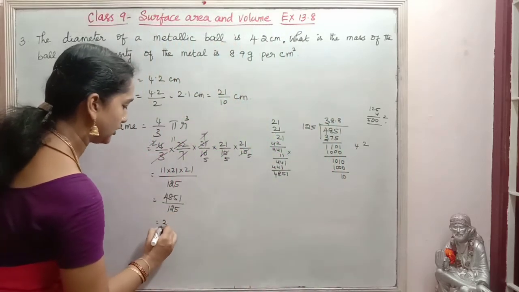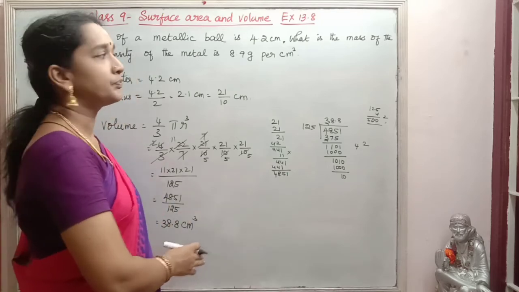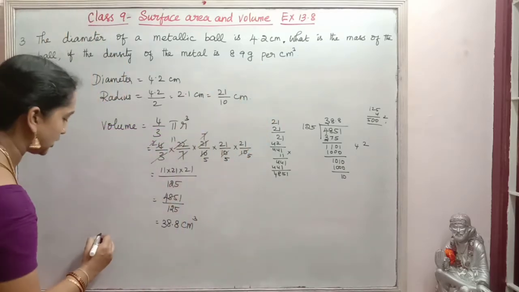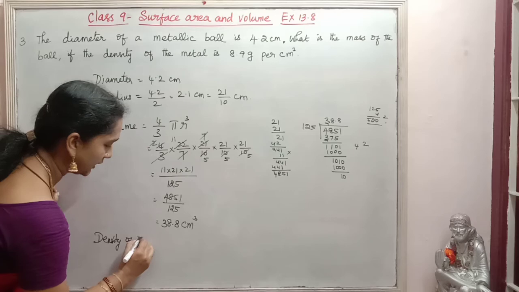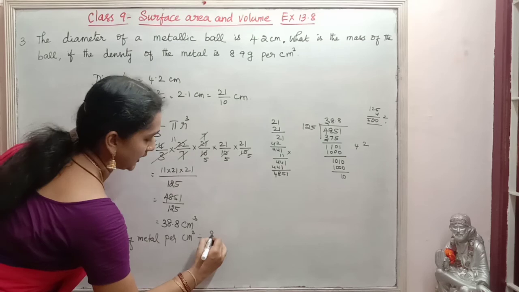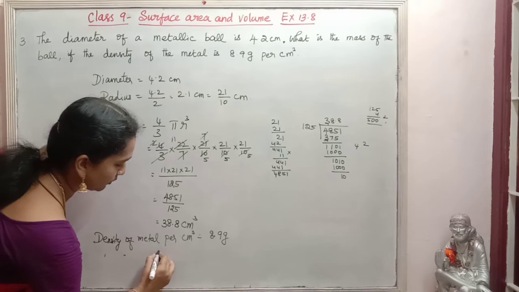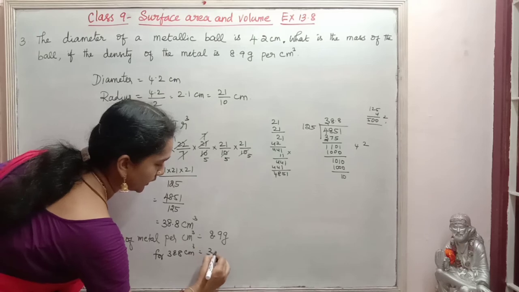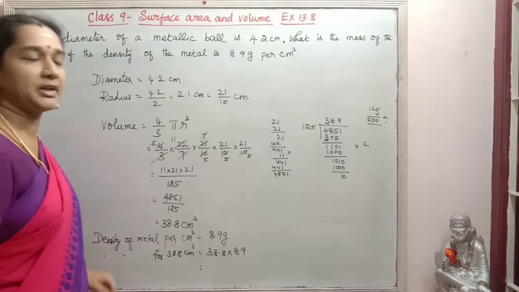38.8. That is equal to 38.8 centimeter cube. So this is only the volume. Then we need to find the mass using the density of the metal. Density of the metal per centimeter cube is given as 8.9 grams. So for 38.8 centimeter cube it is equal to 38.8 into 8.9. So when we multiply this, we will get the answer.